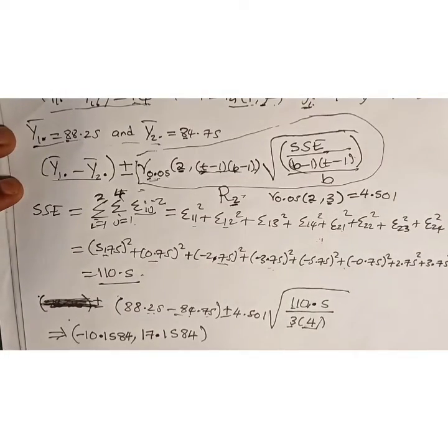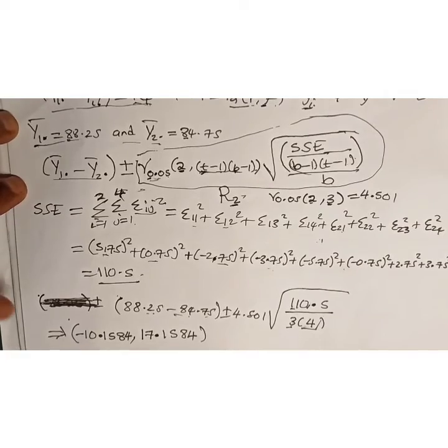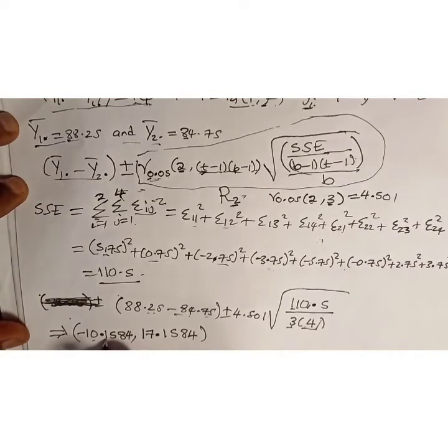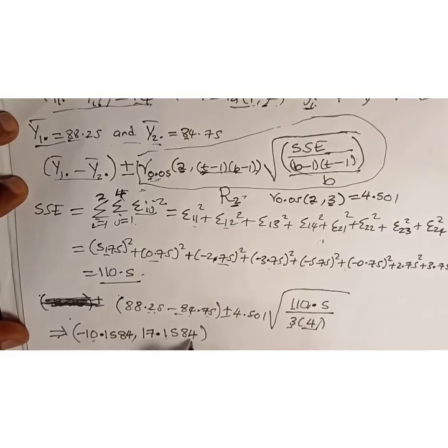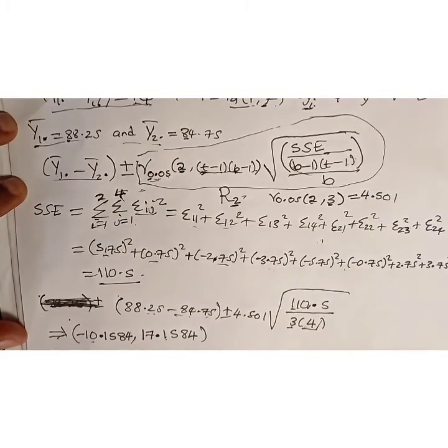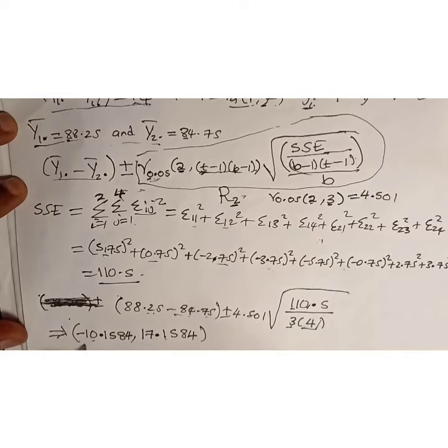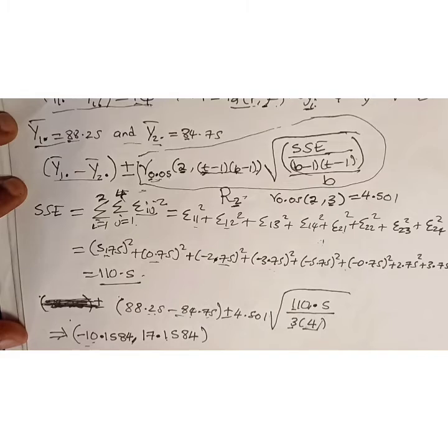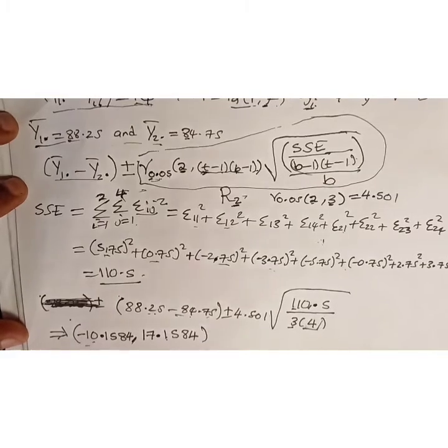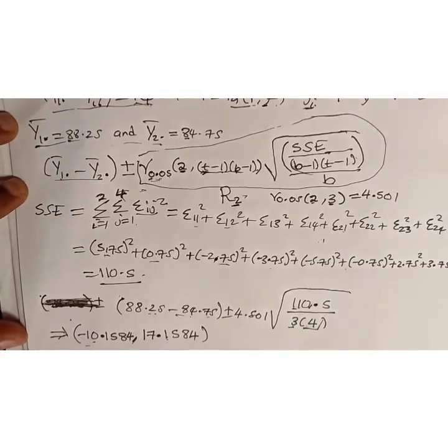So the confidence interval of the differences among the treatment means is between negative 10.1584 and 17.1584. Which means that the means are the same, since 0 is included. There is a possibility that the mean might be the same. So with this confidence interval, it will allow us to conclude on the significance of the treatment means at 5% level of significance.